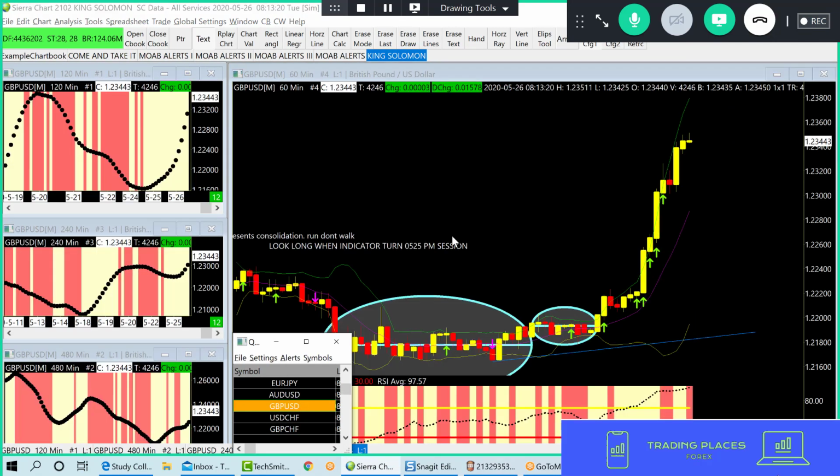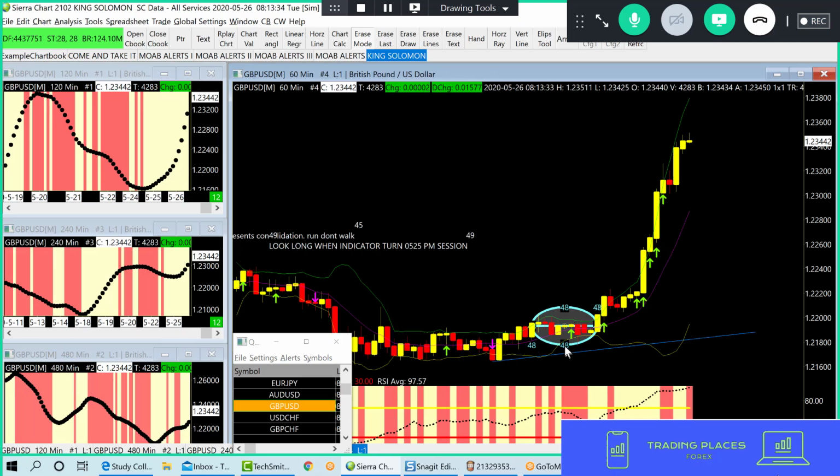Dollar. Look long when indicators turn. Boy, who could have made a fortune last night? Forex is constantly moving, guys. Don't worry about that. Let's shake it off.